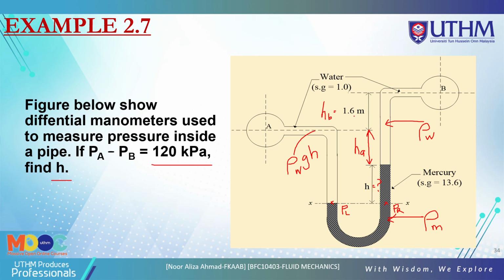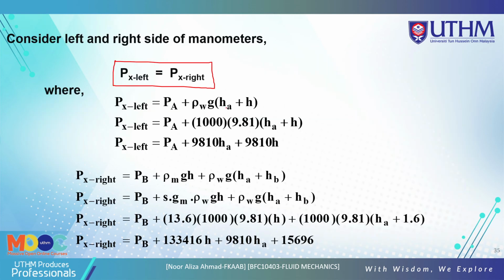Now we look here. We know that the left side here is HA plus H. So just put all the values here until you get the equation for pressure at left.